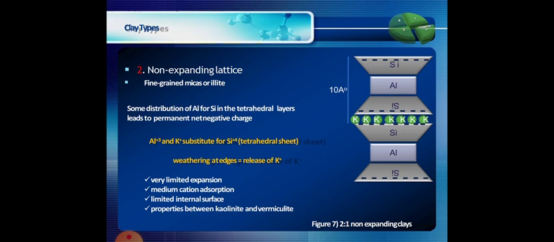Non-expanding lattice, fine-grain micas or illite. Some substitution of Al for Si in the tetrahedral layers leads to a permanent net negative charge. Al3+ and K+ substitute for Si4+ in the tetrahedral sheet. Weathering at edges leads to release of K+, very limited expansion, medium cation adsorption, limited internal surface, properties between kaolinite and vermiculite. Non-expanding clays are shown in the figure.